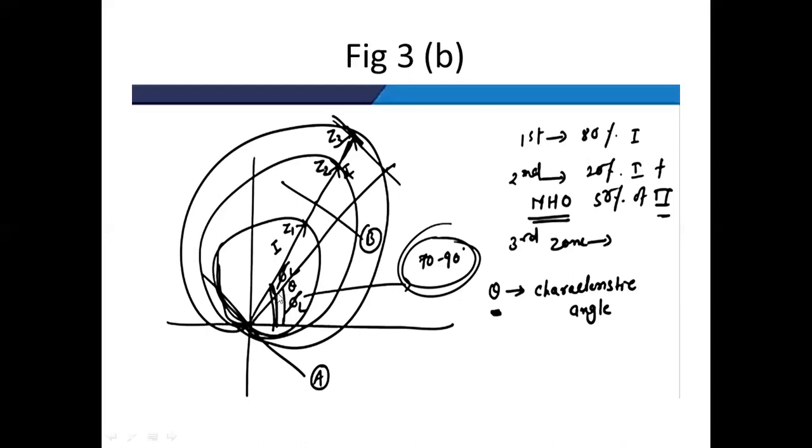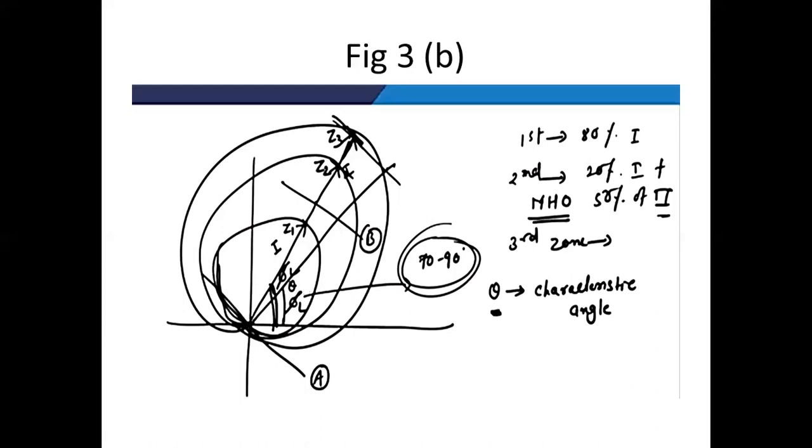So the torque produced is V I cos(phi minus theta). So this theta we need to set roughly around 70 to 90 degrees. So we can set this characteristic angle like this. This is the theta, the characteristic angle.